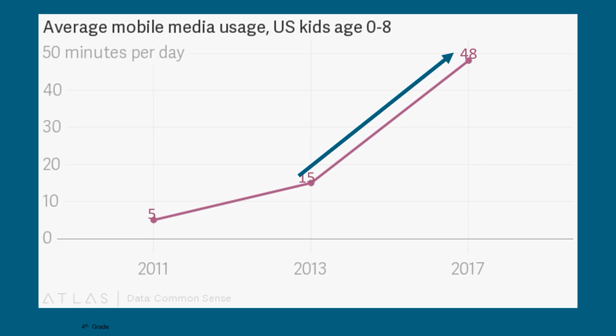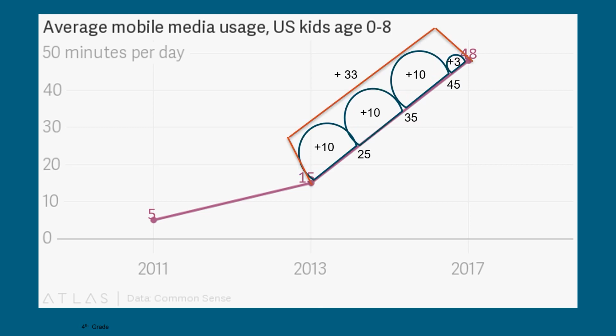How much did it increase from 2013 to 2017? What are some strategies you could use to figure out the increase? The increase was 33 minutes per day between 2013 and 2017. What strategies could you have used to figure this out? You could have used an addition or subtraction strategy. I used a counting strategy.